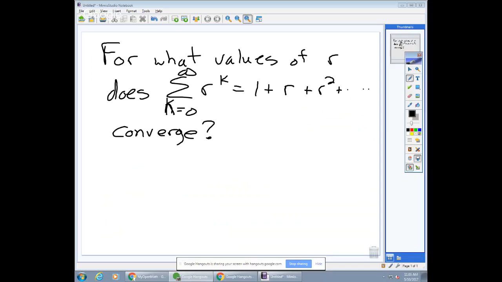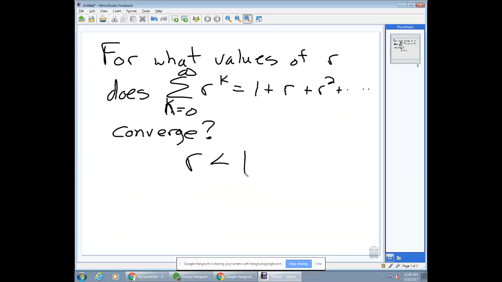Audience, for what values does this series converge? Studio audience, what do you think? Anything less than 1. So R less than 1, like that. Okay. Anything else you want to add to that? So then this would converge for like R equals -2. That's less than 1. It'd be greater than 0. Okay. All right. What kind of series is this? It's a geometric series. Yeah.